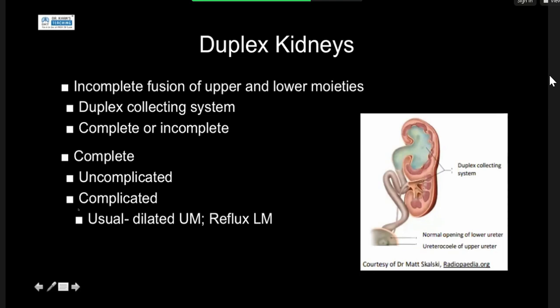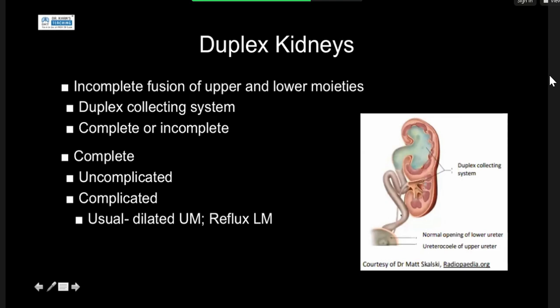Or you can get a complicated system, and usually that is a dilated upper moiety, which you can see in our patient, and that's because you get a ureterocele at the insertion of the upper moiety ureter into the bladder. Often the upper moiety ureter can also be ectopically inserted, so it's not quite at the VUJ, or occasionally it can be inserted into the vagina in girls. These girls will present with constant dribbling and never being dry. So that's important if you get that clinical history to assess if they've got a duplex kidney. And then you'll get vesico-ureteric reflux into the lower moiety, as candidate 3 said.